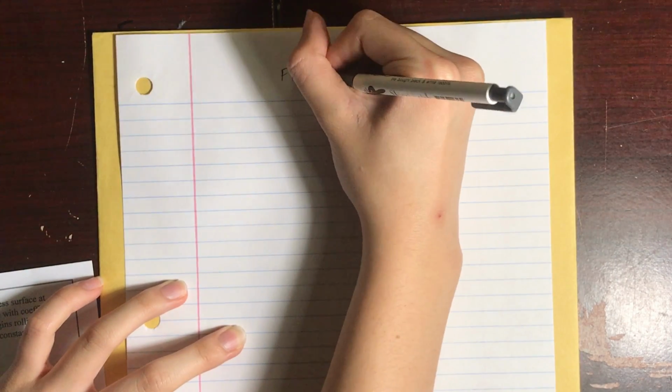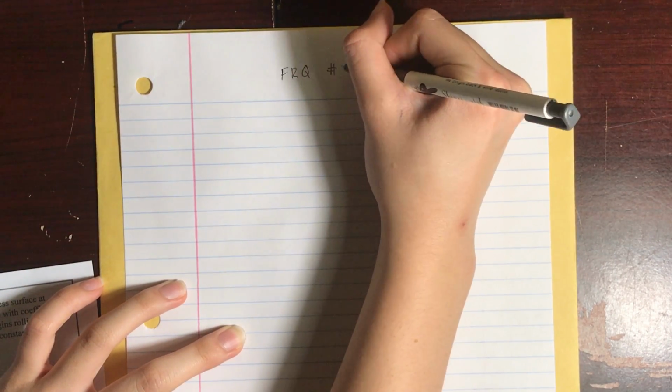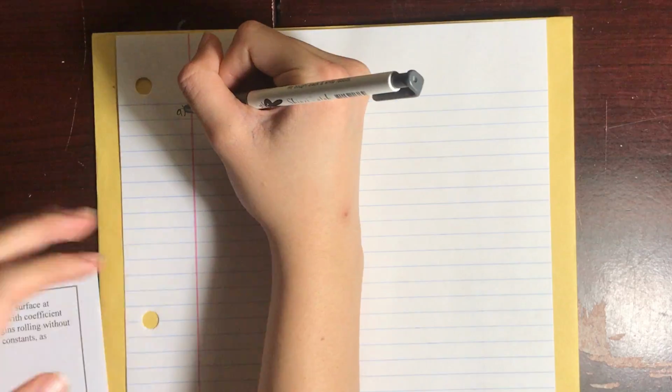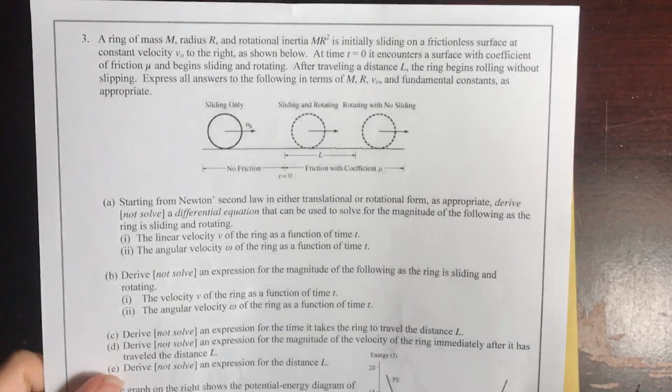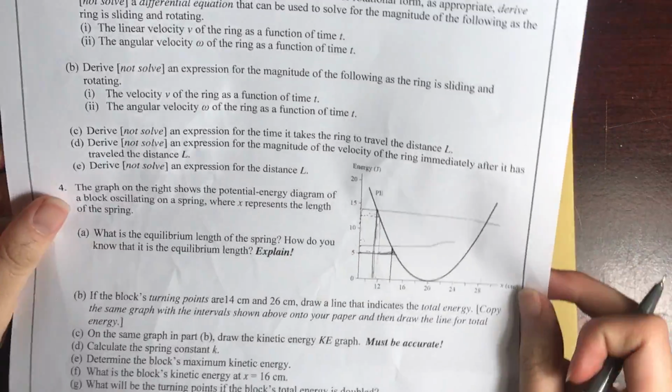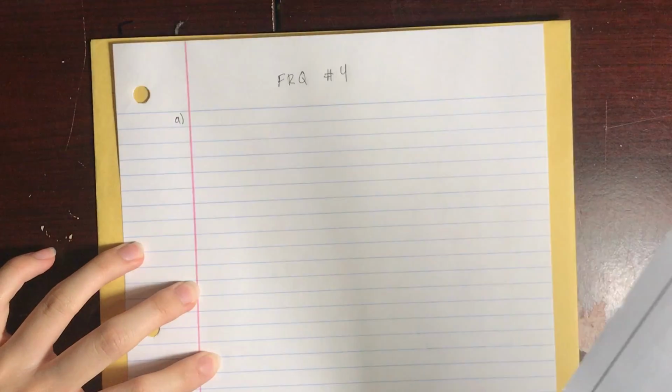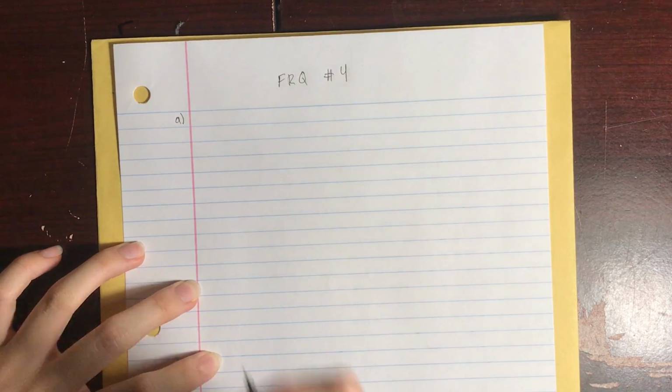So for FRQ number 4, we're going to be looking at this graph of the potential energy of a spring. So part A asks us to find the equilibrium length of the spring.